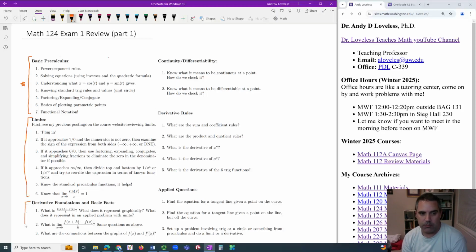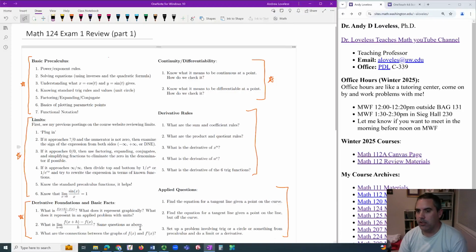We have foundations of derivatives. We have continuity and differentiability. Typically there's somewhere we ask about foundations, and usually there's something about continuity. I'm not going to tell you exactly where, because I'm not your instructor. You need to ask them. And my exam has these things. Derivative rules. Do we know how they work? And then probably some sort of applied problem that has to do with tangents or circles. That's pretty much what Math 124 exams always look like.